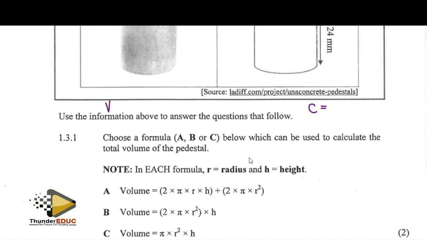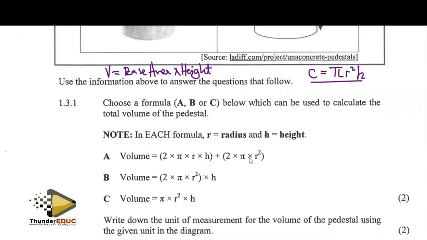In your head, you know volume equals base area times given height. This is the general formula for volume. The base area of this cylinder is a circle, so you need to look for pi r squared h. Volume of a cylinder equals pi r squared h. So we look for which volume. This one here? No. Which one is this? It has 2, but no. My formula doesn't have 2. So volume equals to this, then this is the right answer. So the answer here is supposed to be C.